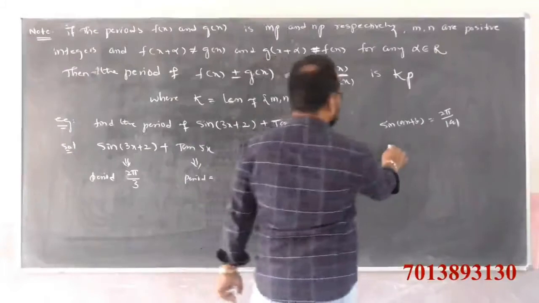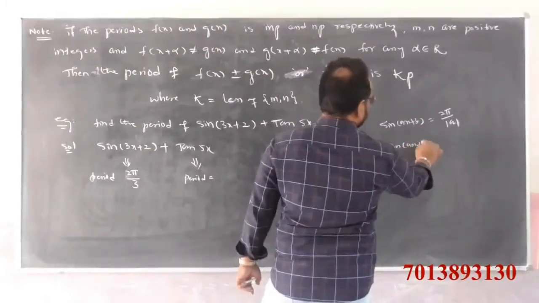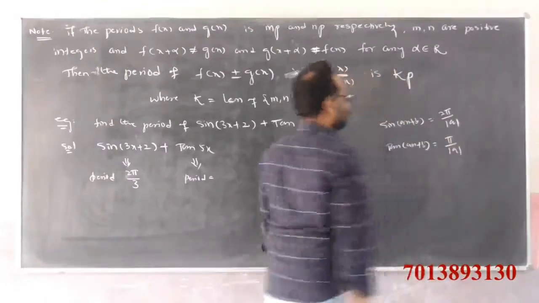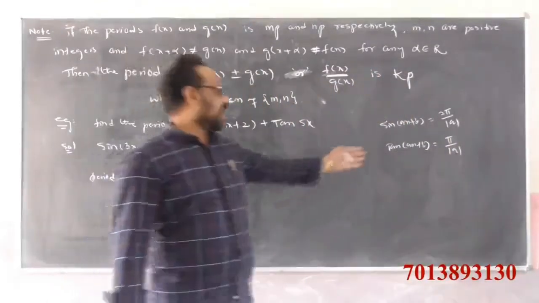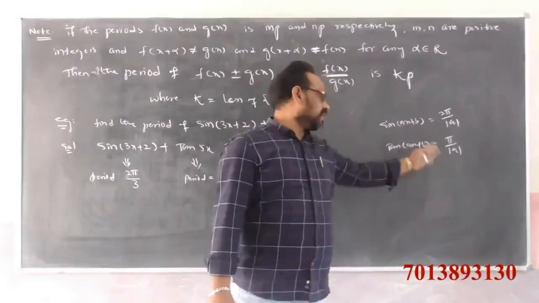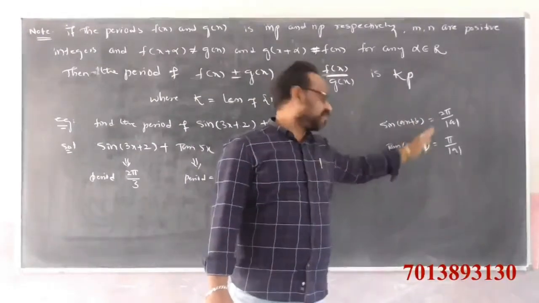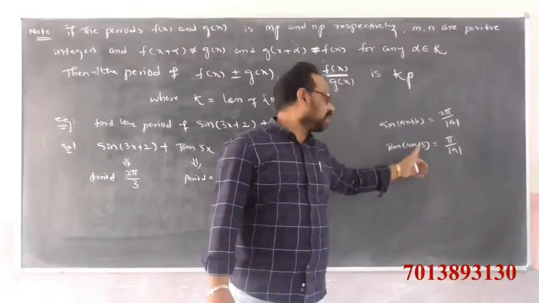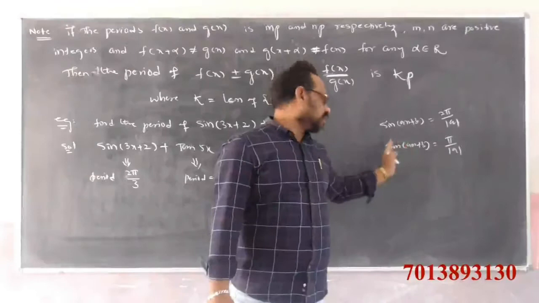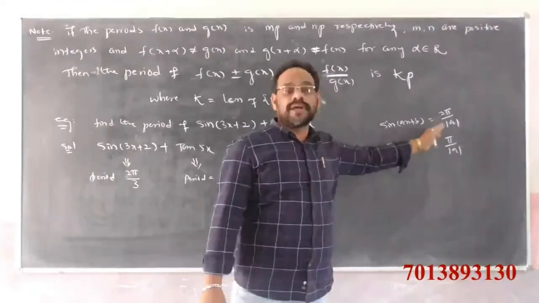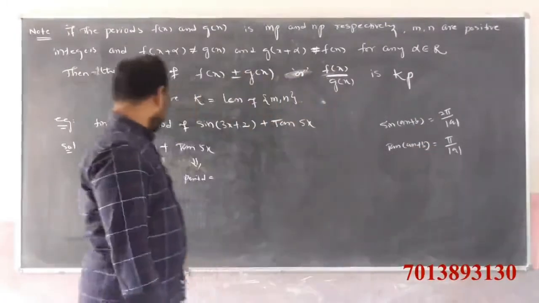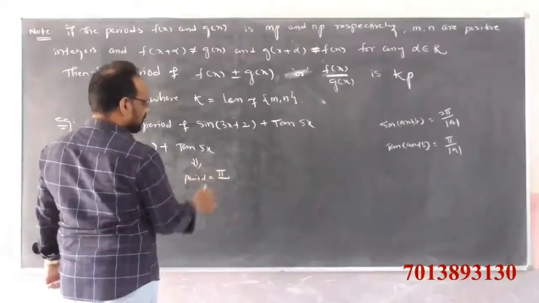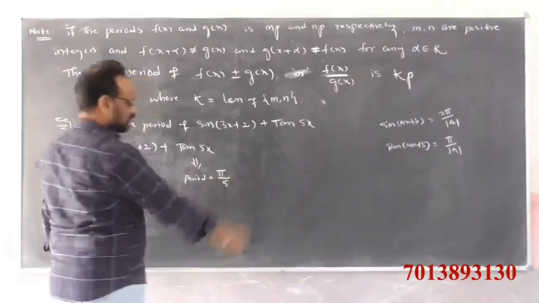We know that the period of tan ax plus b is clearly pi by mod a. Whether b is present or absent is not important. We want the coefficient of x. So the period of tan ax plus b is pi by mod a, that is pi by mod 5. Clearly, we get pi by 5.